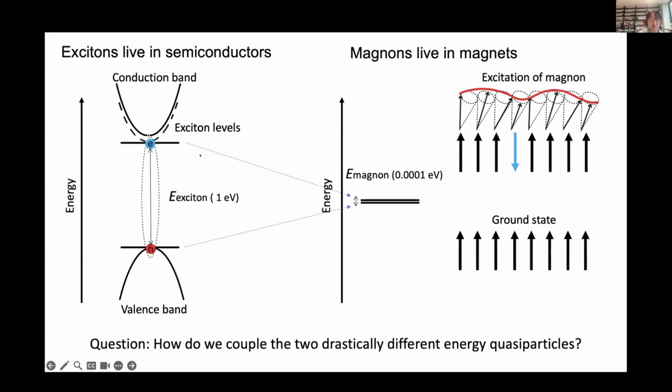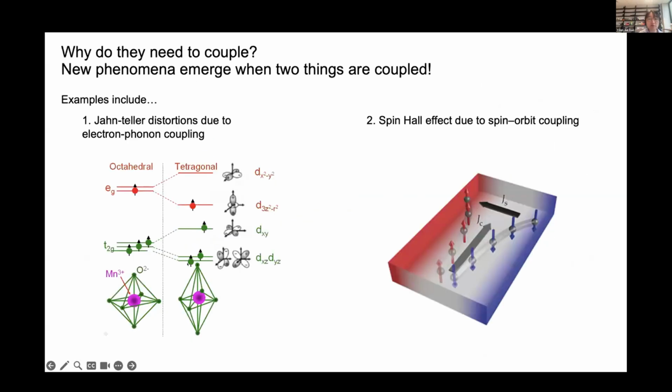So there's a question about how we can couple these two things, since we can no longer apply the resonant coupling energy scales we just talked about. Before we start thinking about this question, we want to motivate why we even care about coupling the two to begin with. There are twofold reasons. One is fundamental reasons. Historically, we've seen that when two things are coupled, new physical phenomena emerge from that.